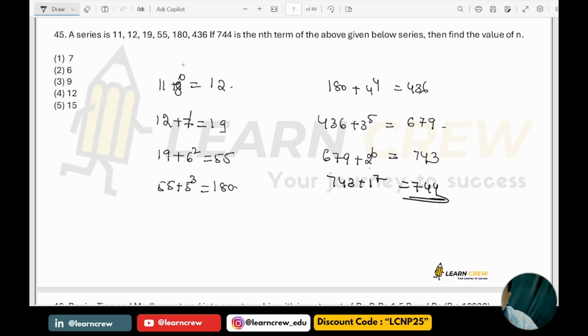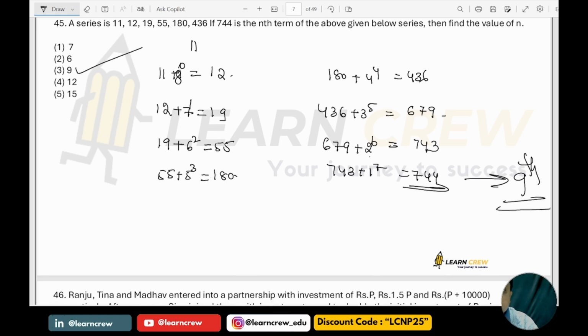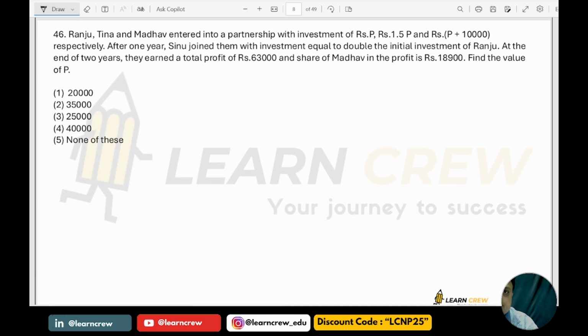So first 11, then next first, second, third, fourth, fifth, sixth, seventh, eighth, ninth. So it is the ninth term. So answer is 9. Then question number 46.